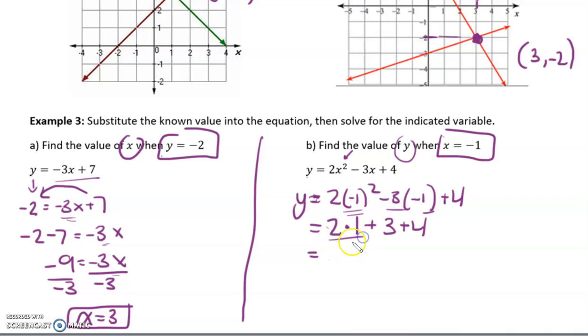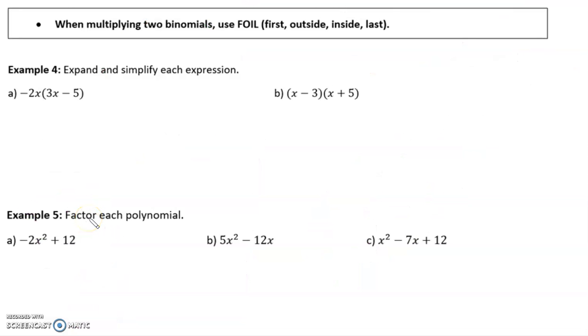So in other words, 2 times 1, we have 2 plus 3 plus 4, 4, 5, 6, 7, 8, 9. Our y is 9. Okay, next, when multiplying two binomials, we use FOIL. First, outside, inside, last.